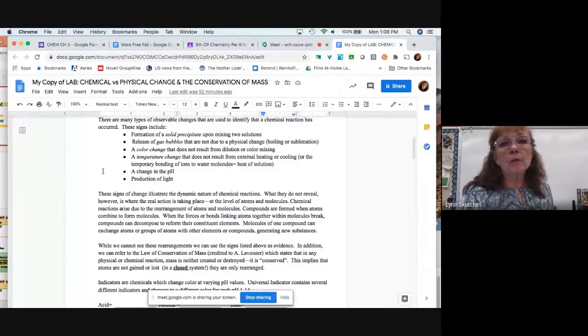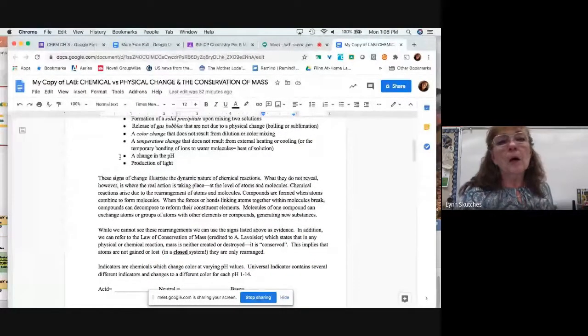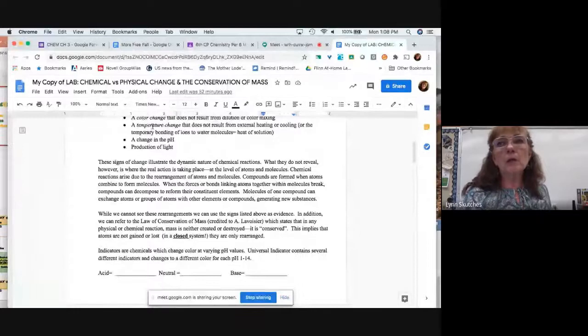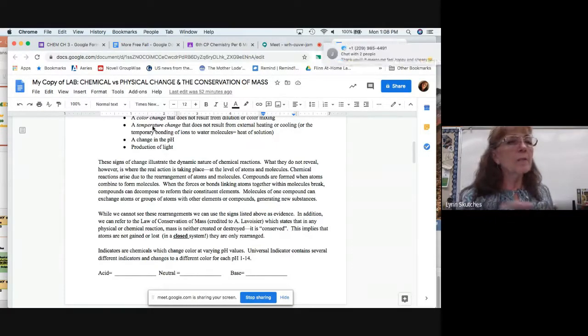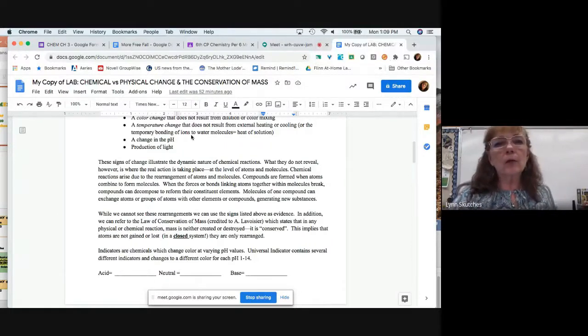Color changing that isn't from dilution. Temperature change, this one's the tricky one. A lot of times temperatures go up, but it's still a physical change. I don't think we're going to be able to detect any kind of temperature change with the physical changes we're doing in this lab because our thermometers aren't that good. But we'll talk more about heat of solution later. Changing the pH, so you know about acids and bases a little bit. We're going to talk about those today too. And production of light. If you got fire or light, there's a chemical change going on. Okay.